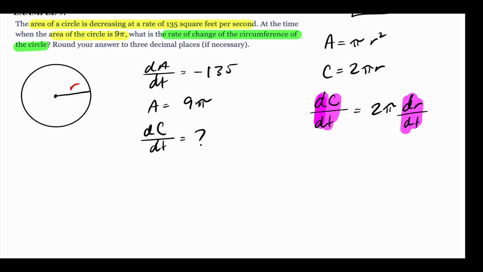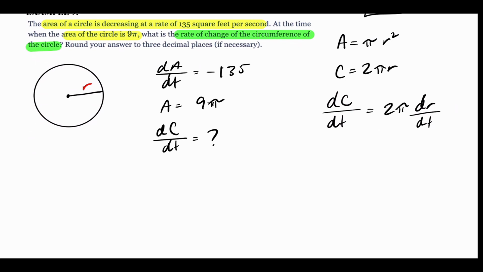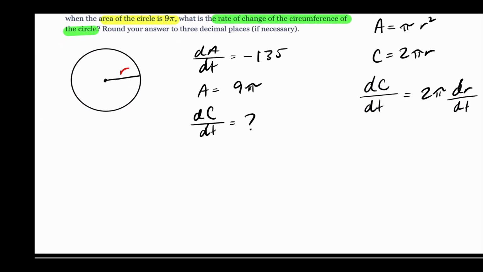Well, what is a way I could figure out one of them? More specifically, dr/dt. So find the radius first. That would be important. Do I have enough info to find the radius? Because I know area, right? So area is 9 pi. So if I go 9 pi equals pi r squared, I can divide by pi.